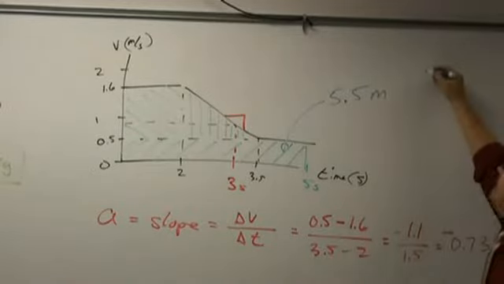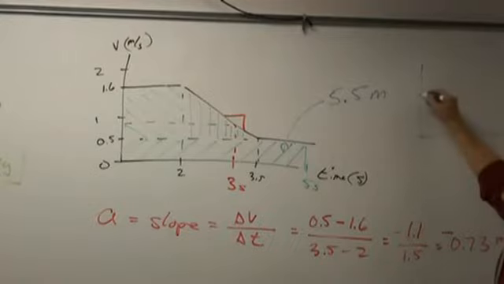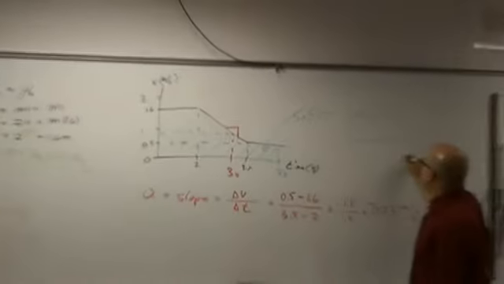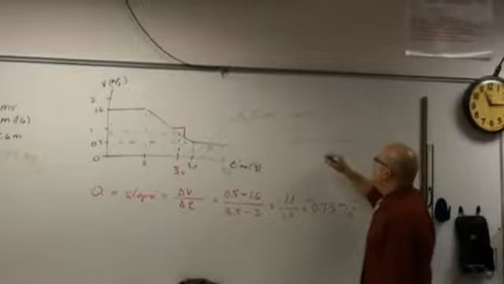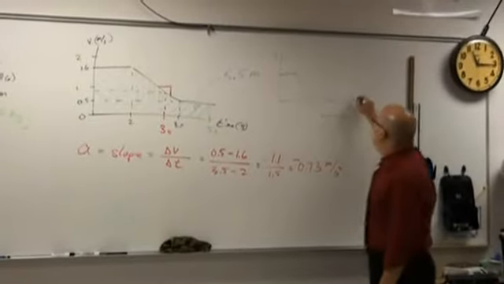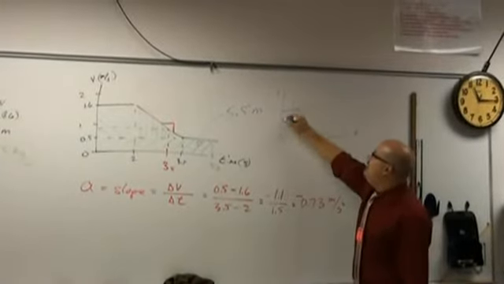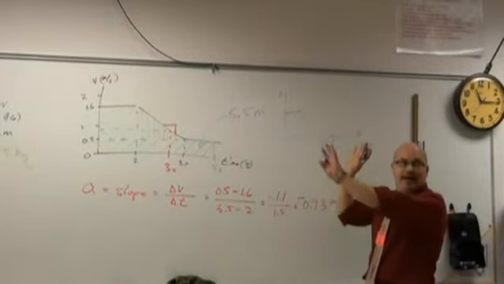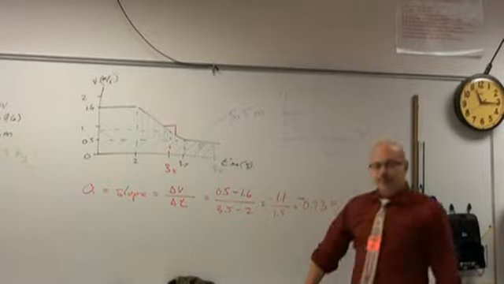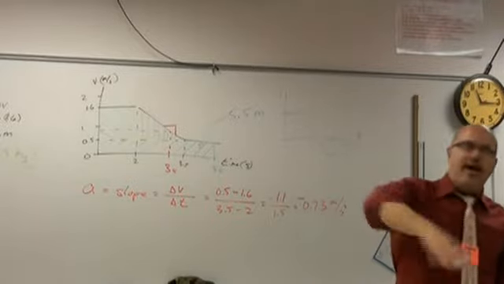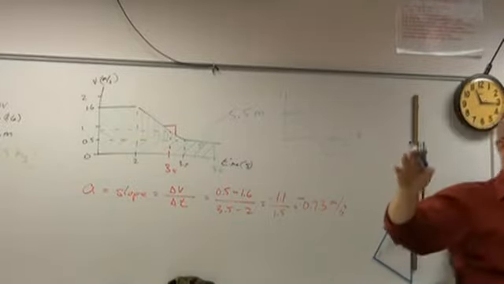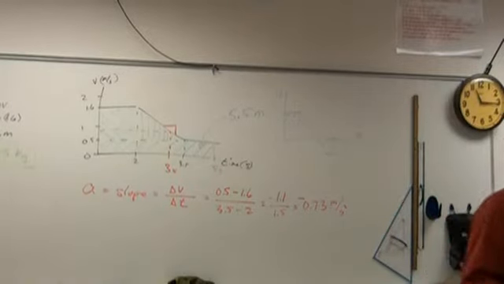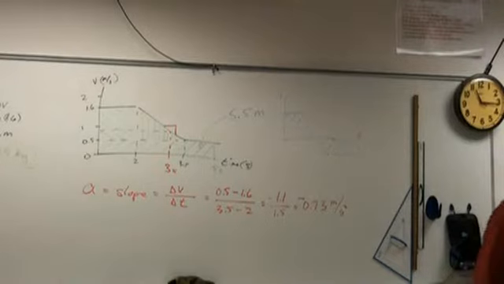Now wait a minute. What if our cart had done this, and then this, and then that? You have that negative area. I'd have a positive area here, and I'd have a negative area here, and I'd have to have the positive and the negative added together, right? Okay, so don't forget, if it goes below the axis, it's a negative velocity, therefore it'll have a negative displacement, right? Good job.